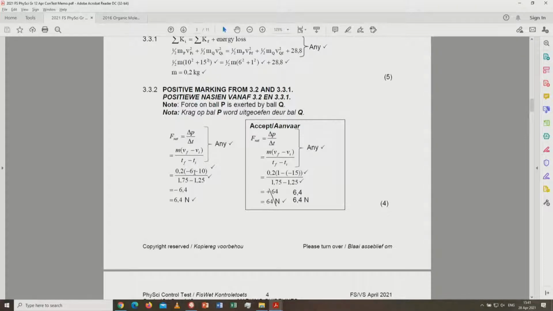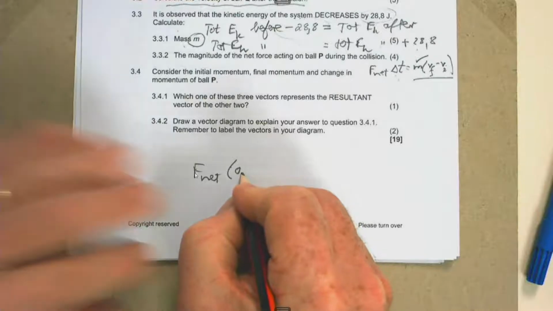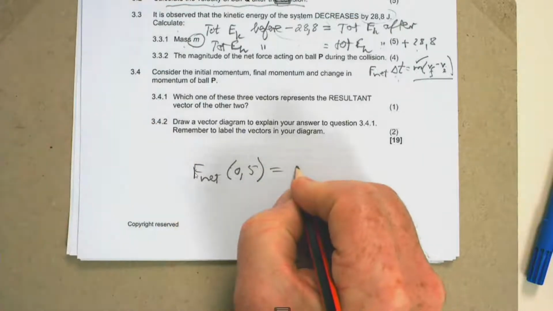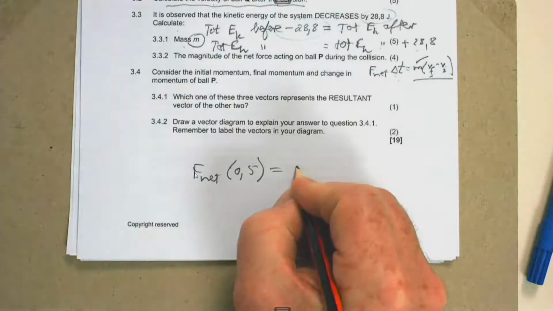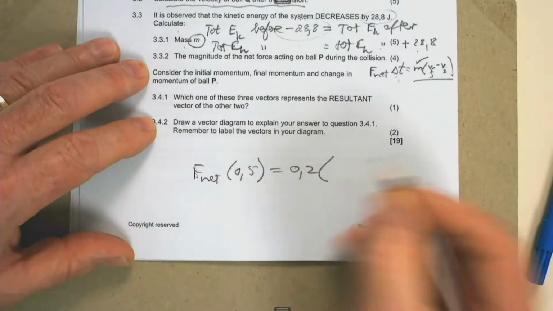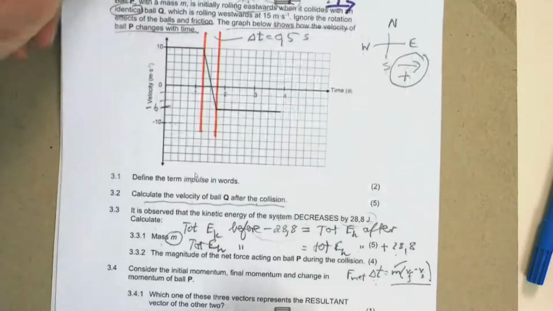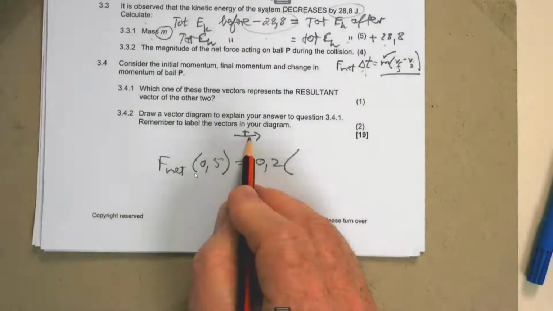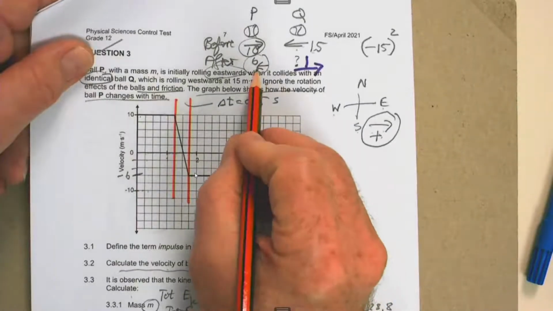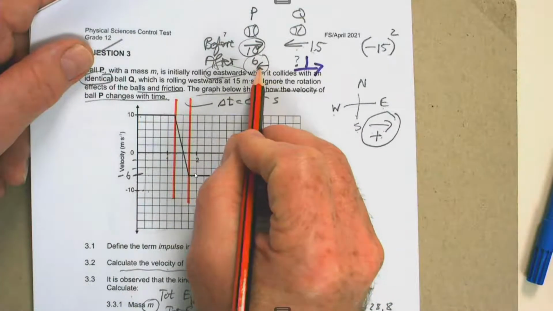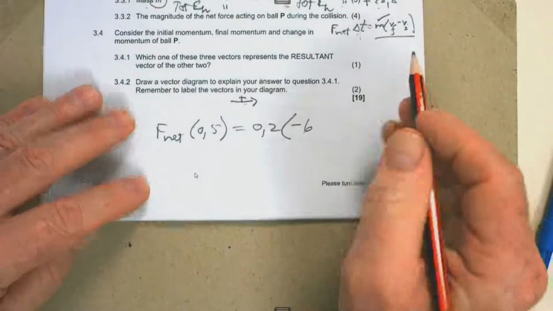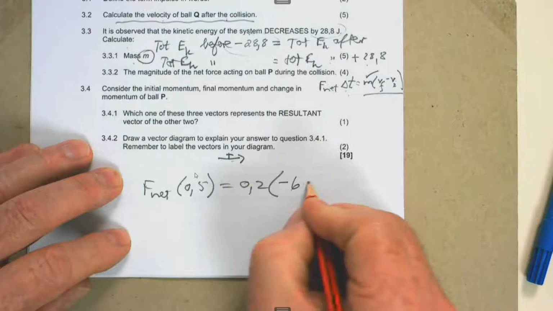F net times delta T. Now delta T is 0.5. The mass of this object we have calculated as 0.2. Now the final velocity: if I take east as positive, then the final velocity is 6 in the western direction. Based on this choice, it must be negative 6. Now, that minus is my operator.